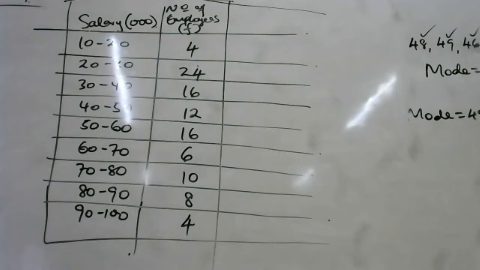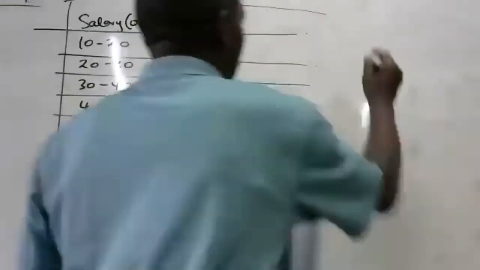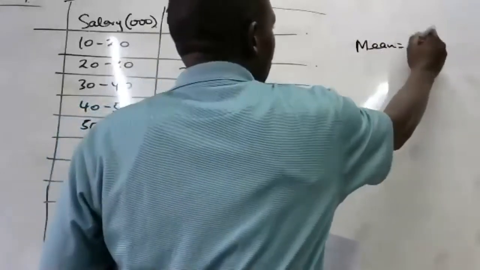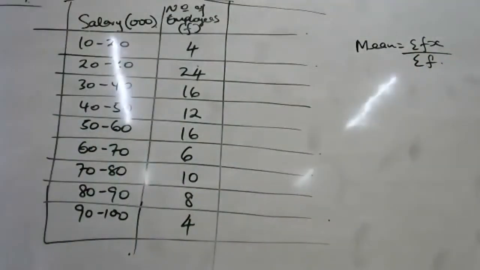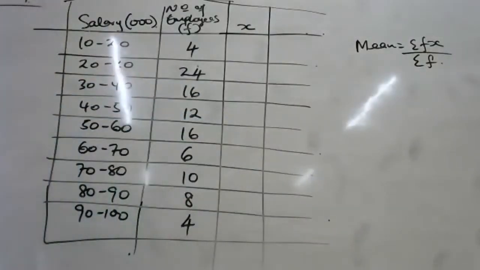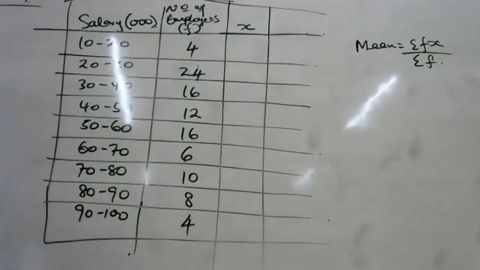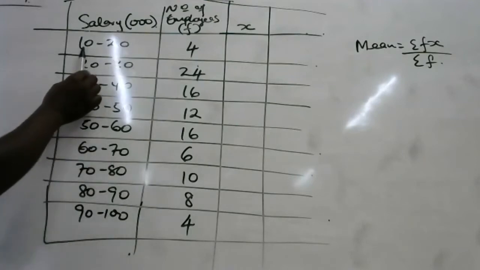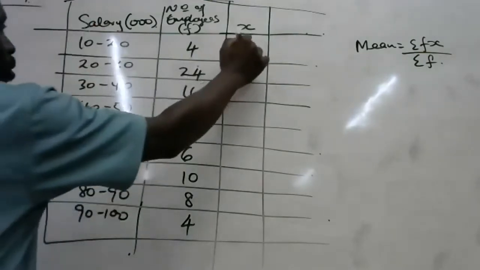Now, there is Roman 1, which says you calculate the mean salary. You need to understand that our mean is calculated by the summation of fx over the summation of f. That is how we do it. So it is our responsibility, first of all, to get the values of x. The x are just the midpoints of the class. You locate the middle point by adding the lower limit plus upper divided by 2. If I add 10 plus 20, that is 30 divided by 2 is 15.